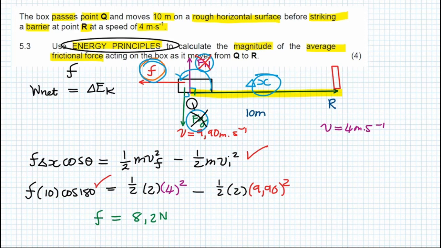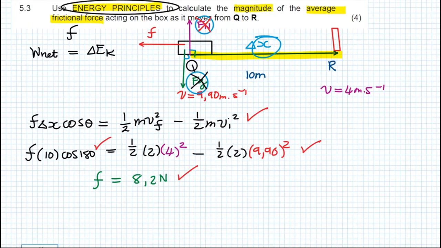Then you're going to get a mark for your substitution into the right-hand side of the formula, where we calculate the change in kinetic energy, and your last mark will be awarded for calculating the frictional force to be 8.2 newtons. I would now like to show you how we can come to exactly the same conclusion, that the frictional force is 8.2 newtons, by making use of the work energy theorem in general.